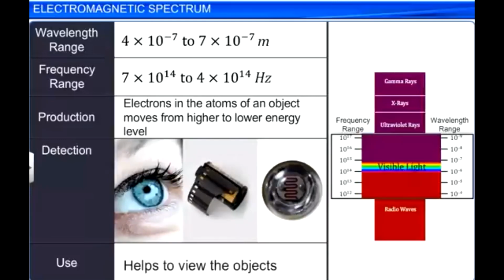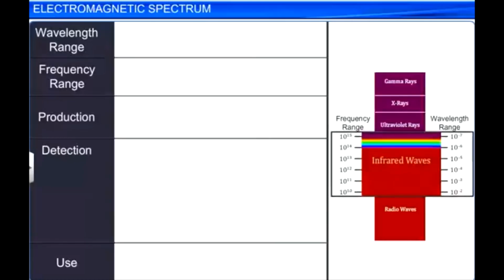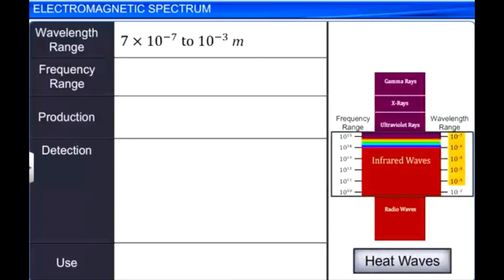The next kind of electromagnetic wave in the electromagnetic spectrum is the infrared wave. Since infrared radiation heats up objects and surroundings where it is incident, infrared waves are known as heat waves. The wavelength of infrared waves is in the range of 7×10^-7 meters to 10^-3 meters. The frequency of infrared waves is in the range of about 10^14 Hz to 10^11 Hz.